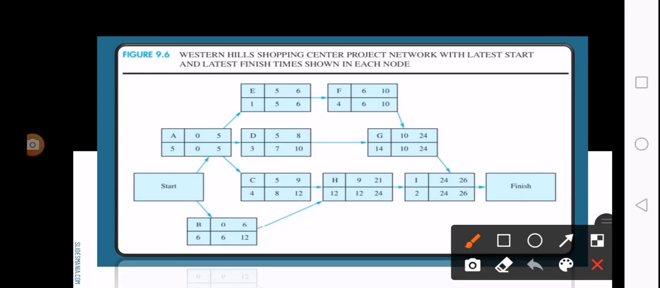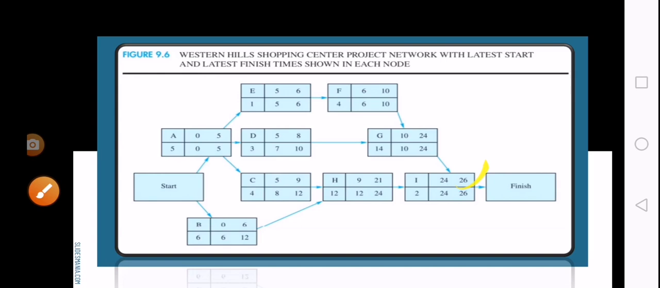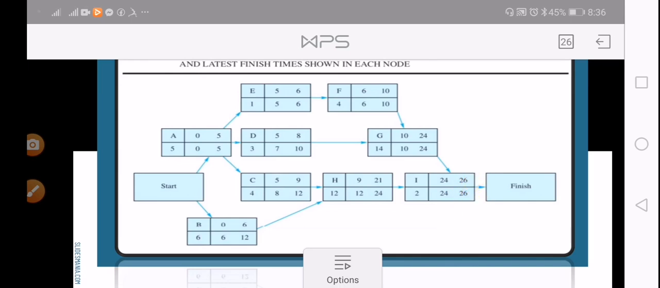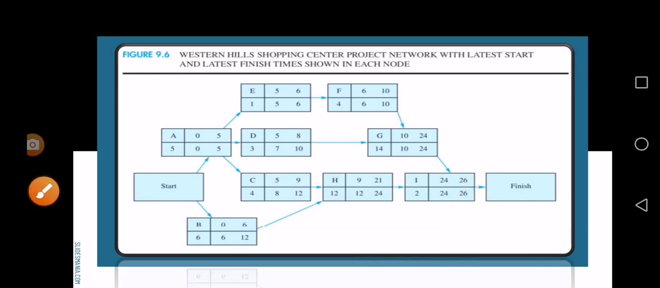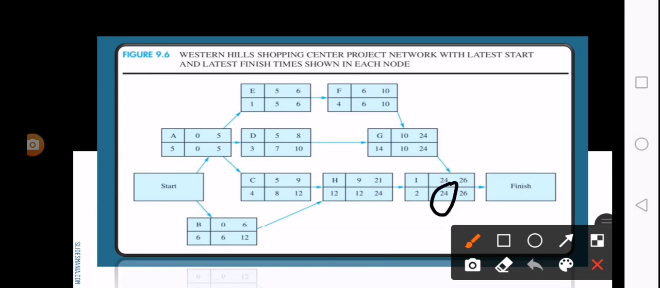So therefore we subtract. The earliest finish time becomes the latest finish time of activity I. So if we subtract 2 from the finish time, we will get 24. We will get 24 here. So this 24 becomes the latest start time, the latest that we can start activity I.